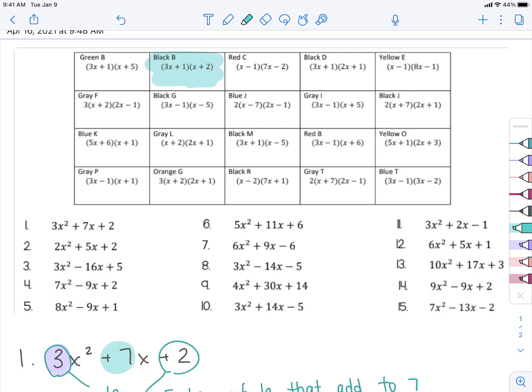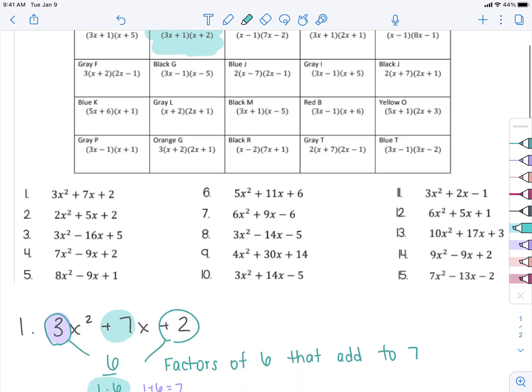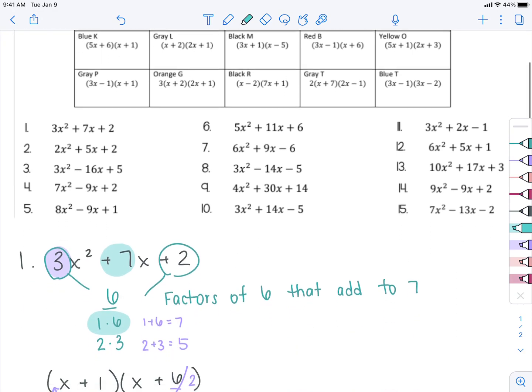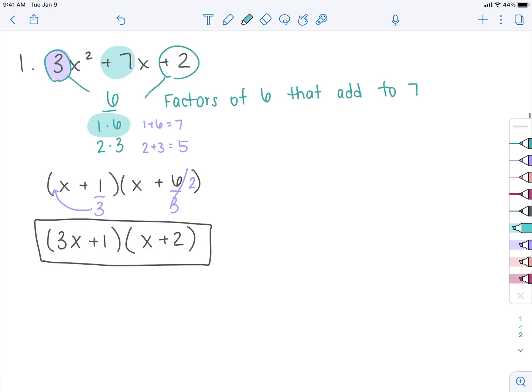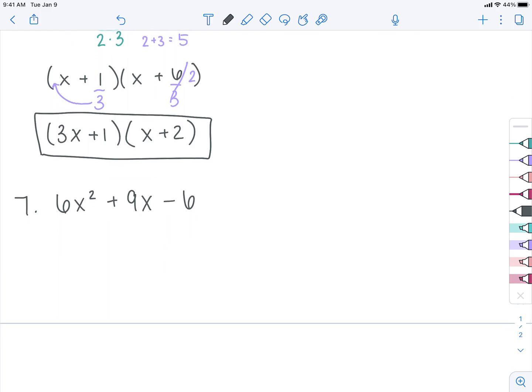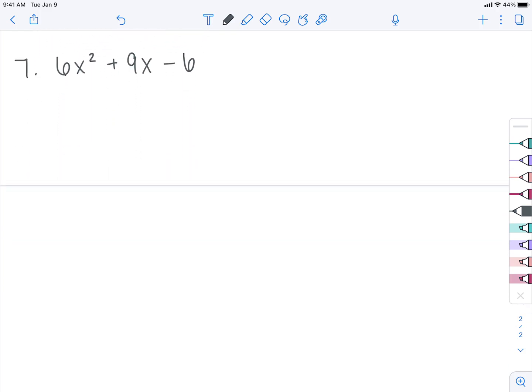Before we do number 7 and number 9, which look a little different, they have an extra step because they can be simplified first, do you want me to do another one of these? No, you feel okay with these? Okay. All right, so let's look at number 7. Number 7 says 6x squared plus 9x minus 6. Double check myself. Yep. 6x squared plus 9x minus 6.